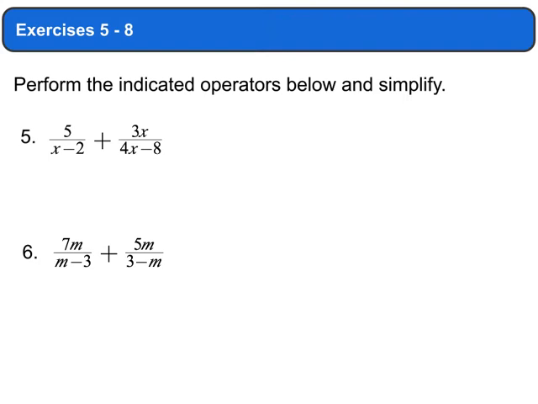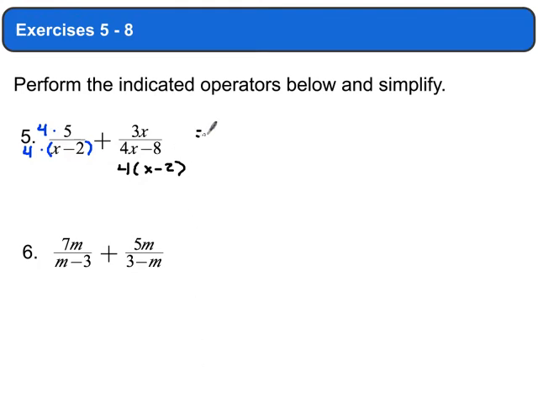All right, so if we look at exercise 5, again, same idea. I have a denominator of an x minus 2. I need to factor this one. The GCF here is a 4. And so that gives me an x minus a 2. So what I observe is they both have x minus 2's, but this fraction on the left is missing a 4. So we're going to multiply top and bottom by 4.